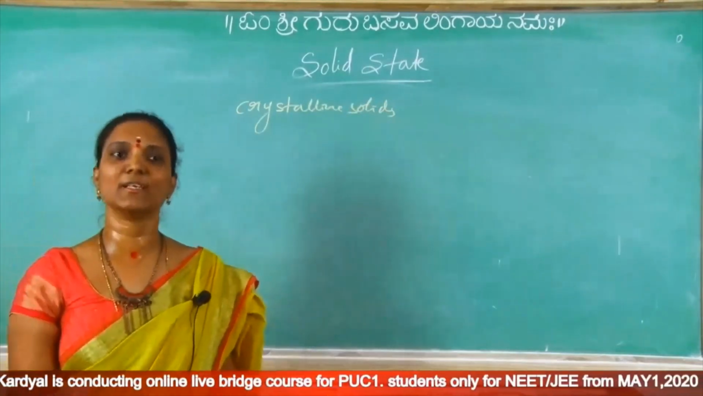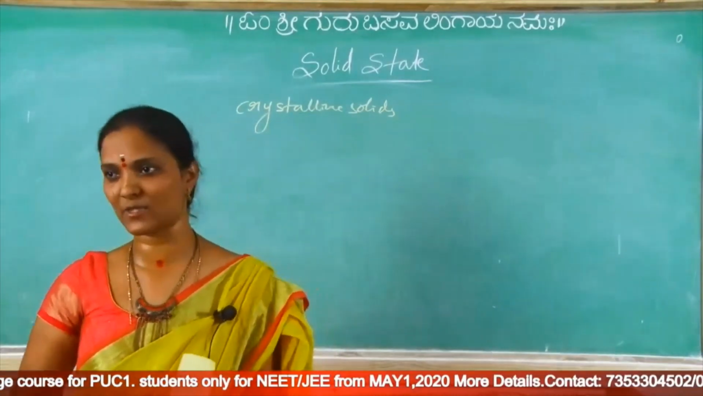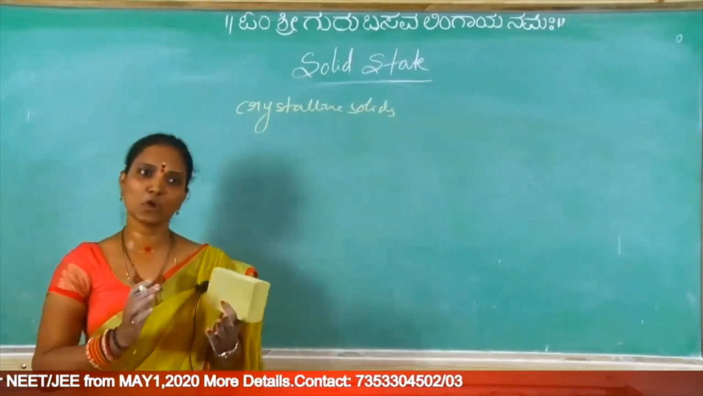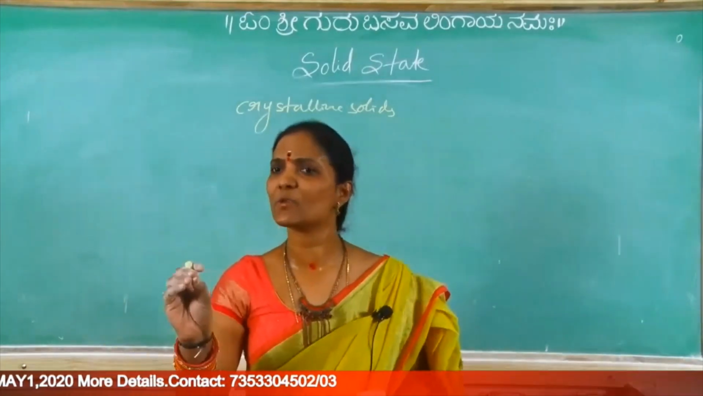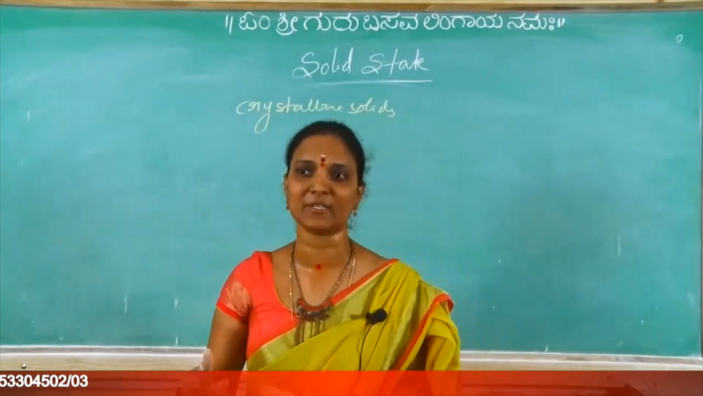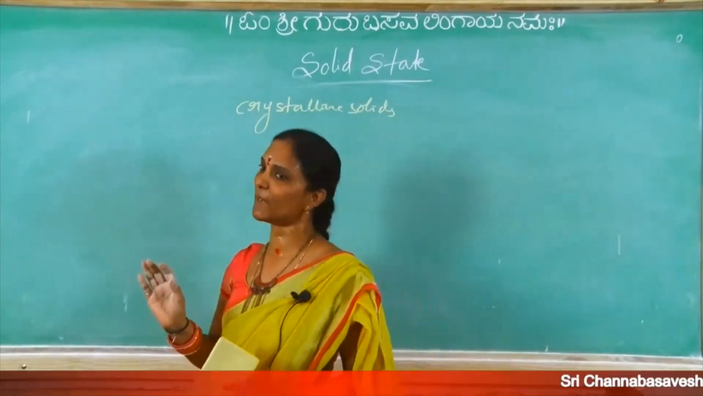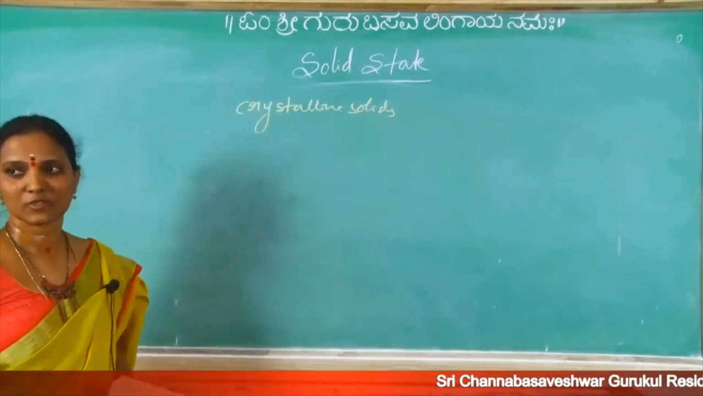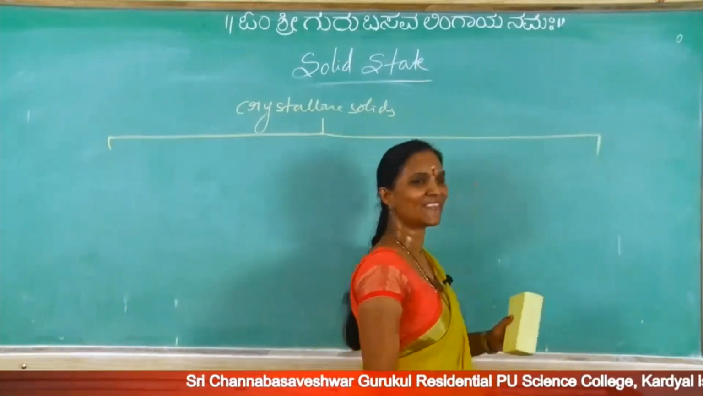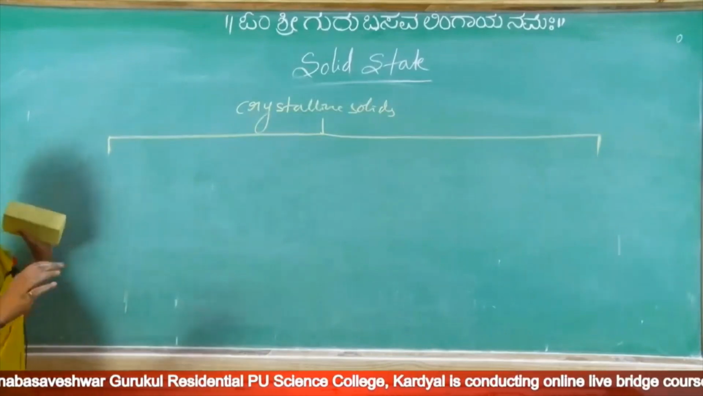Now, based on the nature of constituent particles. What are constituent particles? Atoms or ions or molecules, any one of them. For example, in NaCl, Na+ and Cl- are constituent particles. In a sodium crystal, only sodium atoms are constituent particles. In ice, H2O molecules are constituent particles. So we are using one word, constituent particles. Based on the nature of constituent particles, crystalline solids are classified into 4 types. Atoms, ions, molecules, and one more is there. So what are the 4 types?